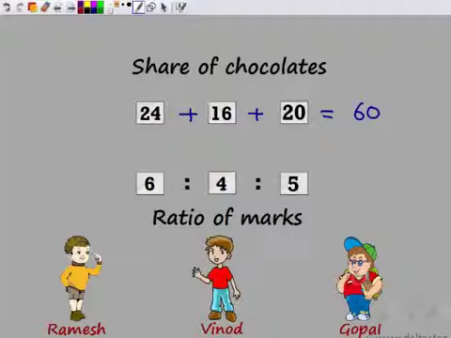So this is how you can use ratio, not just to compare two quantities, but you can use ratios to compare three quantities also. And similarly, you can find the share of each person also.